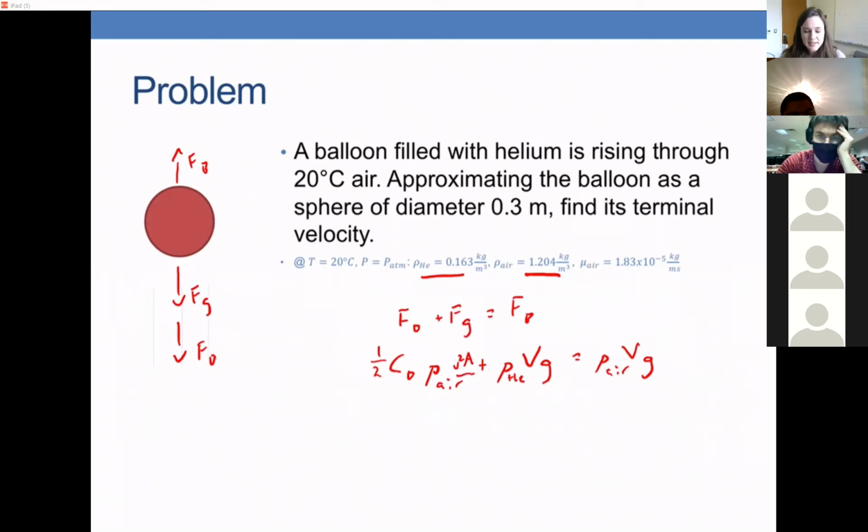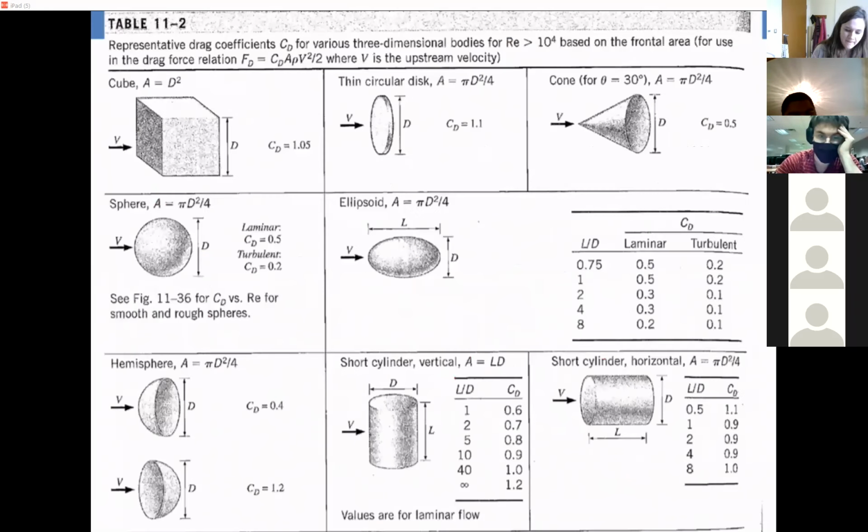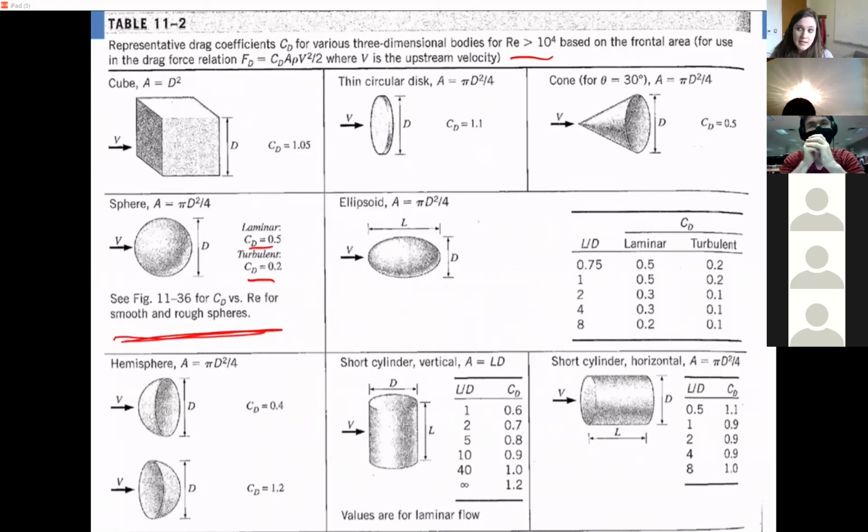I forgot about this. I'm going to need the drag coefficient for the sphere. So I look here and I see that we have this equation for sphere. For the special case of the sphere, it actually gives us drag coefficients for laminar or turbulent flow. Most of these only work for turbulent flow, but this one gives us both. So I'm going to guess whether it's laminar or turbulent, and I'll use that drag coefficient. Then after I'm done, I'll check whether that was a good assumption.